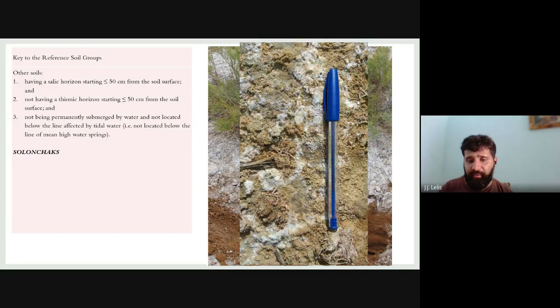Here we can see some salt precipitations in the subsurface, and in the last picture we could see this on the surface.